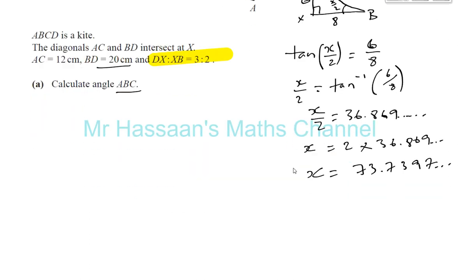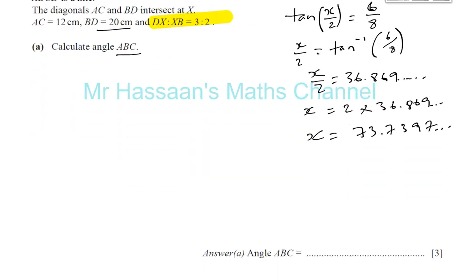Now angles should always be given to the nearest degree. So sorry, to 1 decimal place. Angles should always be given to 1 decimal place unless otherwise specified, as it says in the front of your paper. So it's 73.7 degrees. So that's angle ABC, 73.7 degrees.